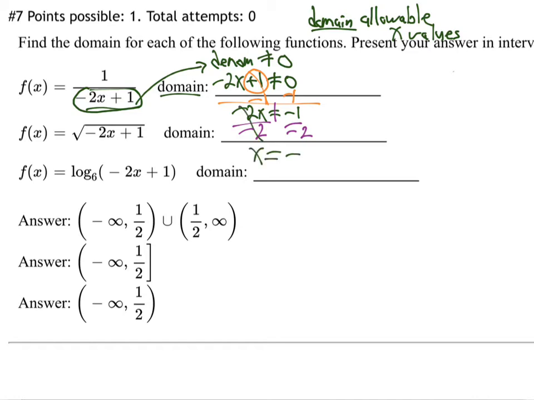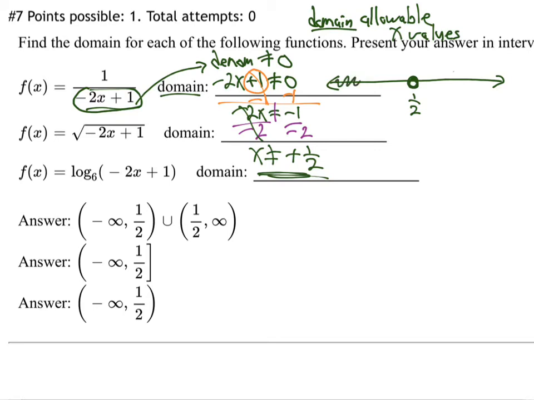And we get x not equal to positive 1/2. So x can be anything, except it cannot be positive 1/2. Well, how do you say that? Here's the number line. We're saying right here at positive 1/2 there's a hole. Anything else is okay, but it cannot equal positive 1/2.